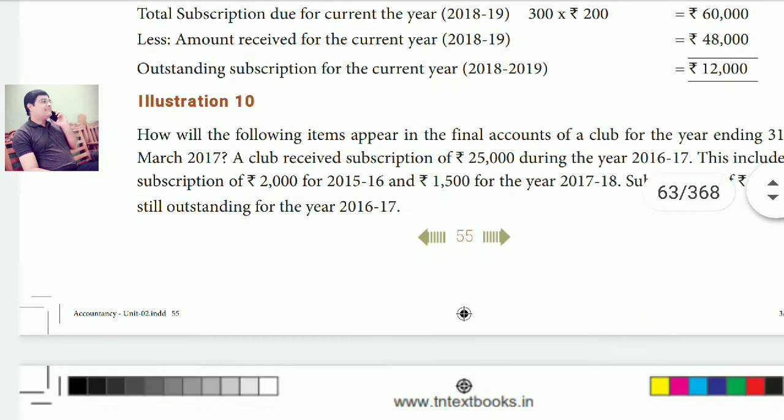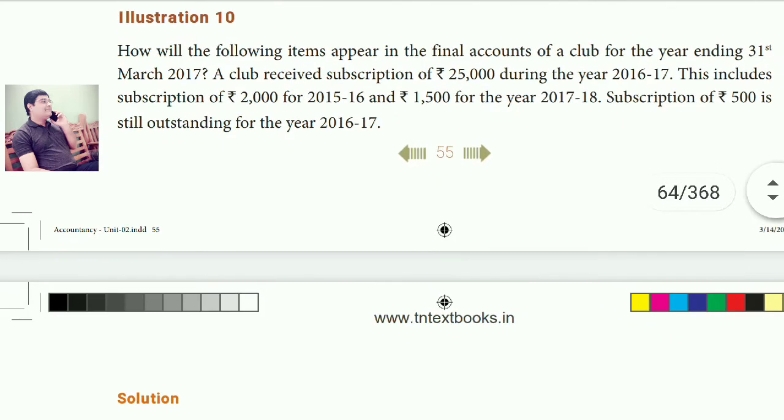So, over. Now see illustration 10. How will the following items appear in the final accounts of a club for the year ending 31st March 2017? A club received subscription of rupees 25,000 during the year 16-17. This includes subscription of rupees 2,000 for 15-16 and 1,500 for the year 17-18. Subscription of rupees 500 is still outstanding for the year 2016-17.